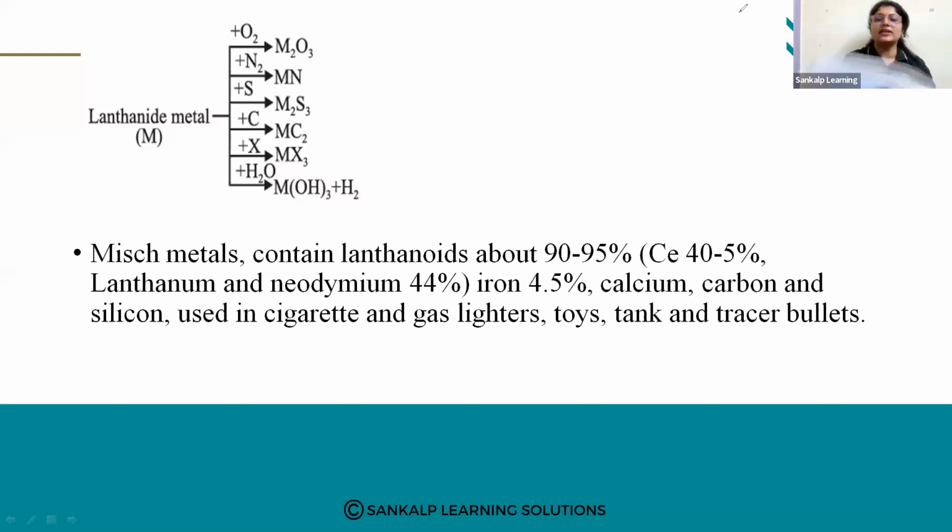So next are the general properties. I'll tell you in short, not so important, general properties. Physical properties, as we have discussed: these are silvery white. They are soft metals. They get tarnished easily in air. They melt at very high temperature. They are good conductors of heat and electricity. As they are metals, they will show the good properties of metal.